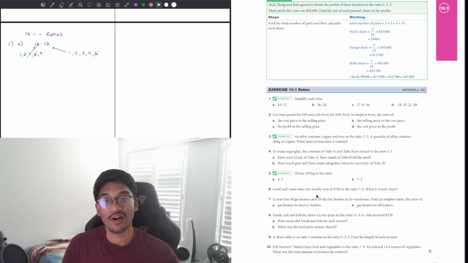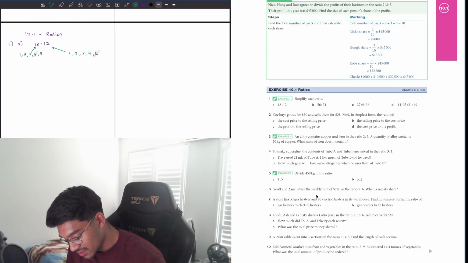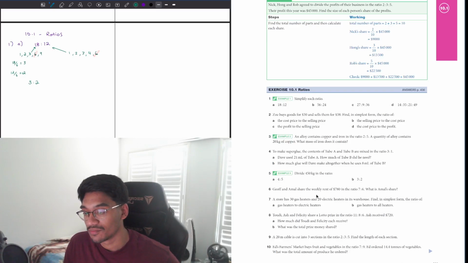So now what I do is divide both of them by 6. So 18 divided by 6 equals 3. And 12 divided by 6 equals 2. So I know my ratio is 3 to 2. Done.